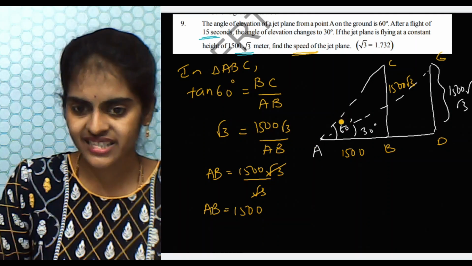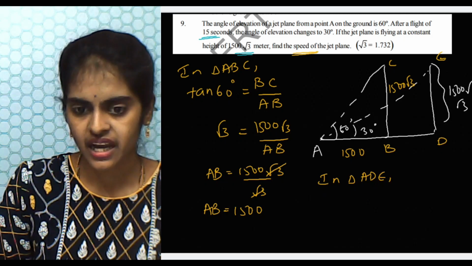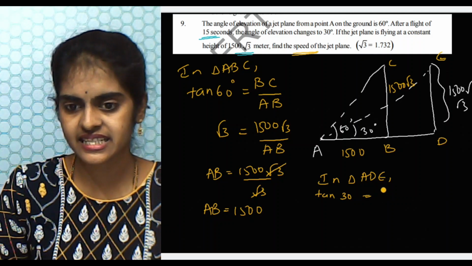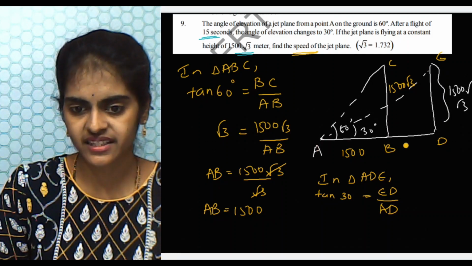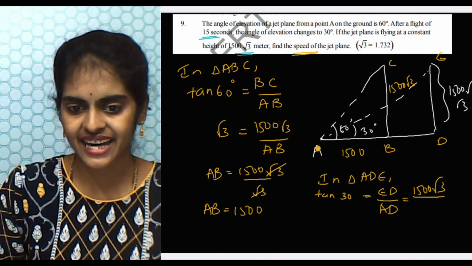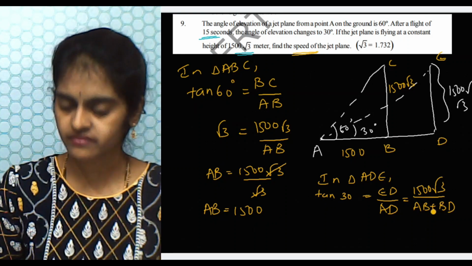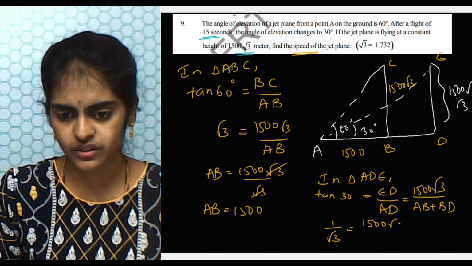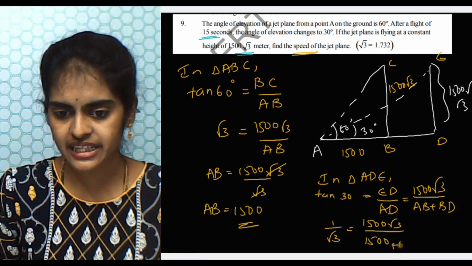Okay, so now let us take this triangle ADE. In triangle ADE, again take the tan value, tan 30. Now it is 30, isn't it? Tan 30 is ED by AD, this complete AD. So ED is 1500 root 3 divided by AD, which is nothing but AB plus BD. So tan 30 is 1 by root 3, equal to 1500 root 3 divided by AB, which is 1500, we just solved it, plus BD, which you don't know.